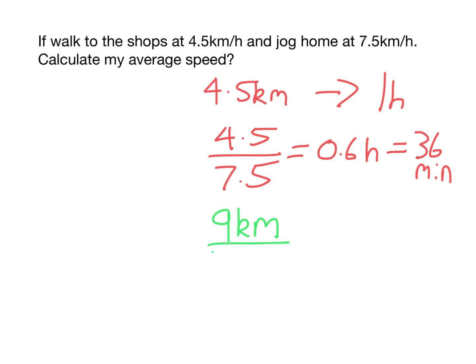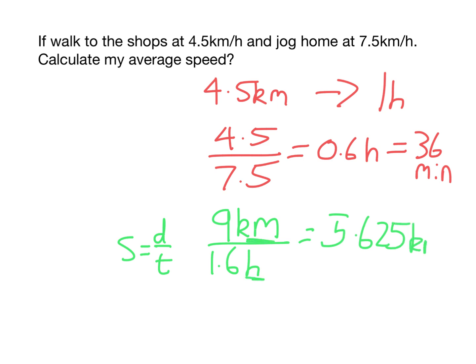So if I want to know the speed in kilometers per hour, I just go speed equals distance over time. How far I went over how long it took me. So you can use your calculator if you need. 9 divided by 1.6 gives us 5.625, and it's kilometers per hour. That is my average speed. It's not halfway between these two. It's closer to 4.5 because I spent far more time at this speed than at this speed.